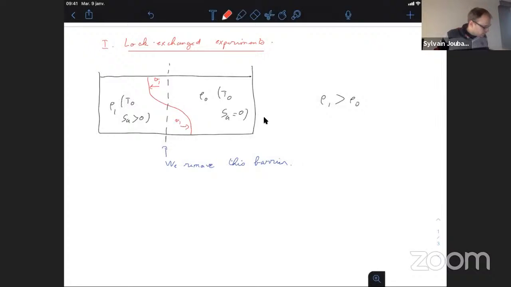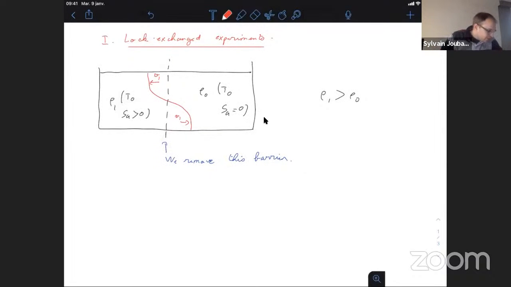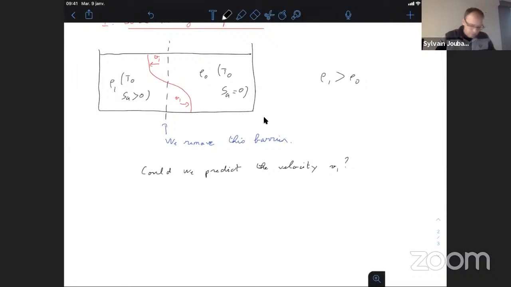Okay, so what you want to do now is, could we study, sorry, could we predict the velocity v1? That's a classical example in fluid mechanics to predict this velocity. I will do it by first showing some movies.